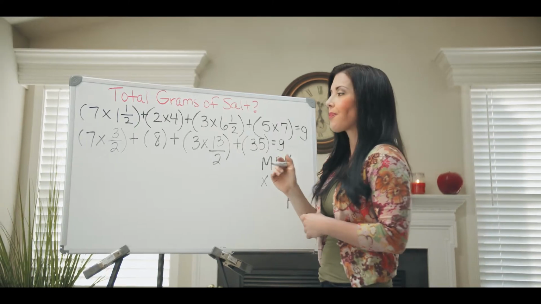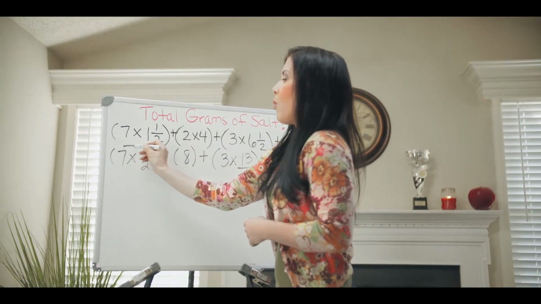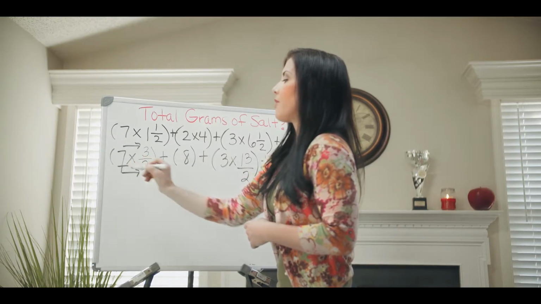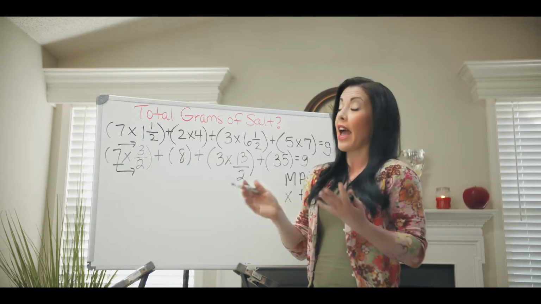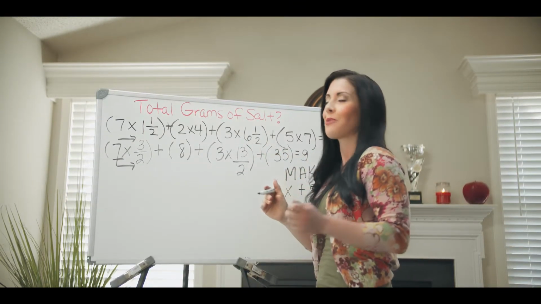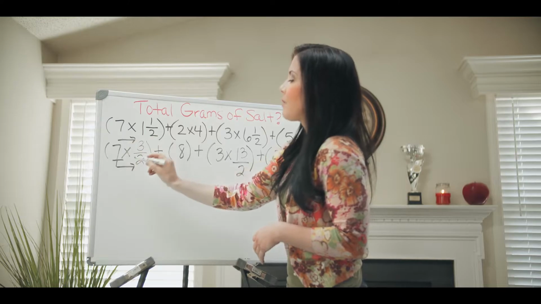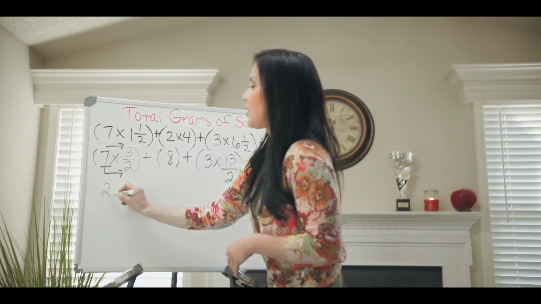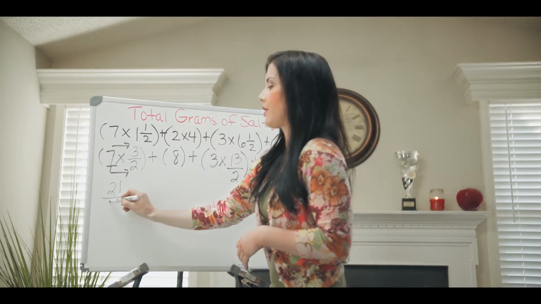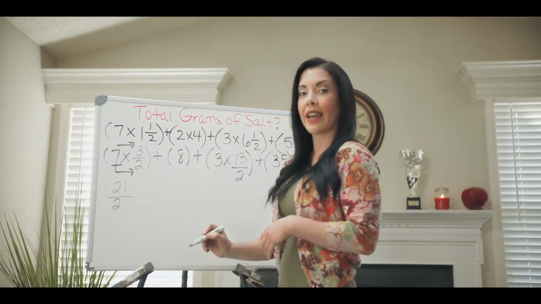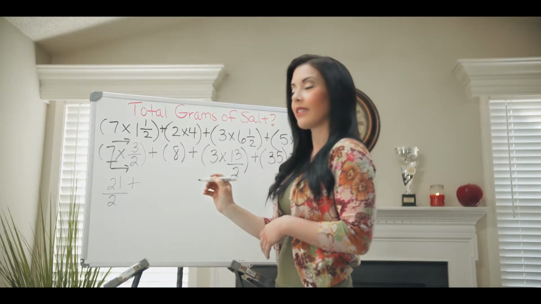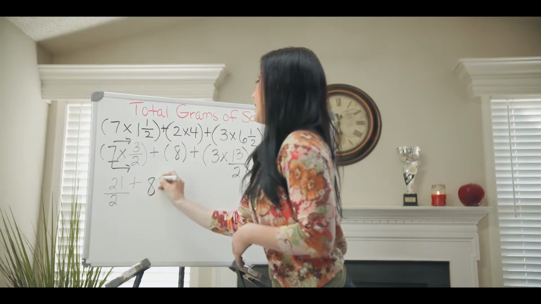So here we go. Multiply straight across. Okay, if you want to put your whole number over 1, you can do that. You don't have to, but if it makes you feel more comfortable, you can. I like to do it, so it's up to you. So 7 times 3 is 21, and 1 times 2 is 2. Okay, let's move on. We're going to add 8. Good.